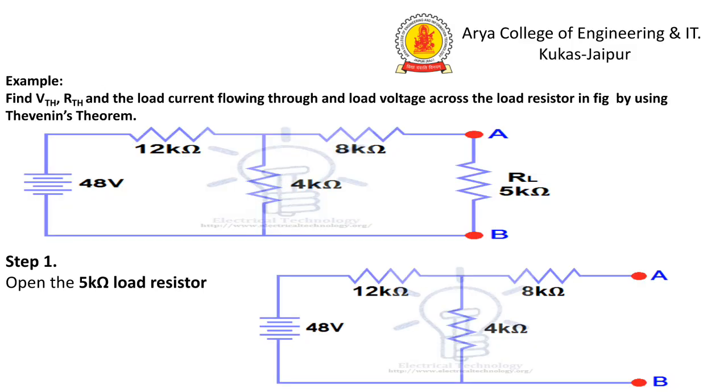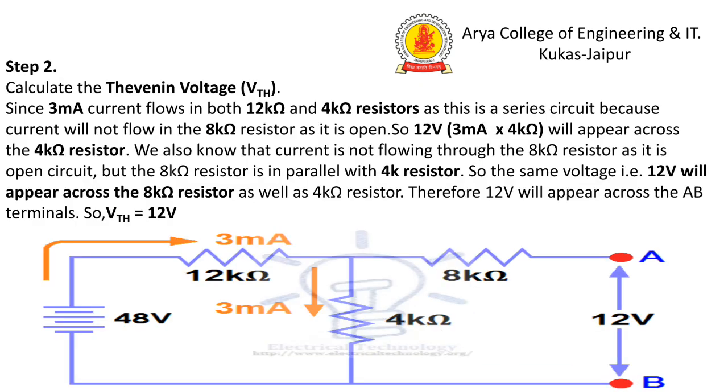For example, find the Rth and Vth across terminals A and B. Step one, we remove the 5 kilo ohm resistance shown in the figure. Second step, we find the Thevenin voltage. We see the one loop shown in the figure. The 8 ohm is an open terminal, so there is no current. So the current in the 4 ohm resistance equals 3 milliampere. Then the Vth is 12 volt.